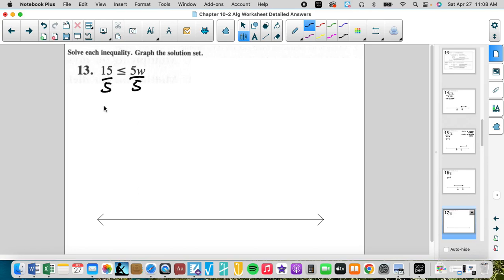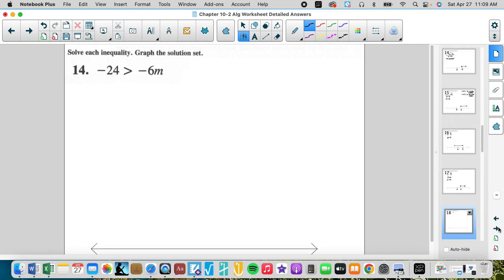Divide by 5, divide by 5. 3 is less than or equal to w. I'm going to rewrite it. It's eating my variable, so when I rewrite it, it's still eating the variable. I'm going to find out where 0 is. I'm going to place where my boundary is, and then it is an equal, so we're going to close the circle, and my solutions are greater than 3. So I'm going to go in that direction.